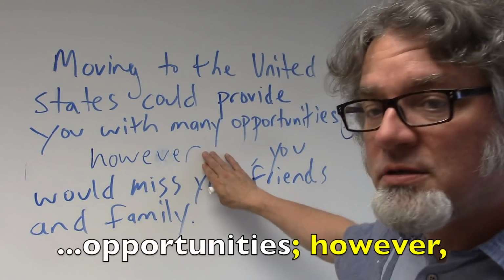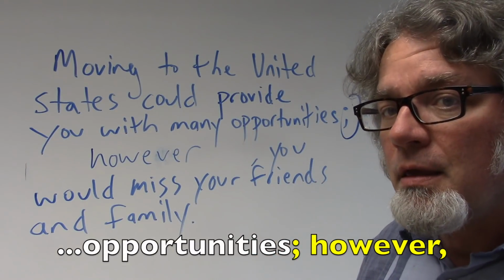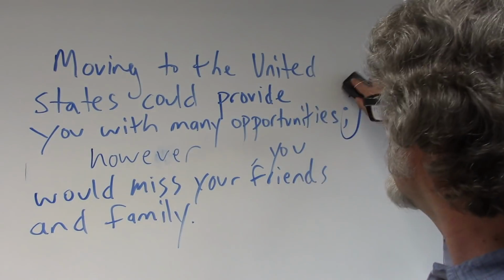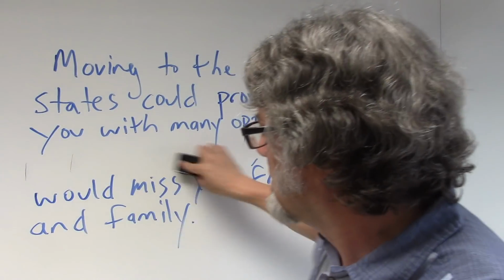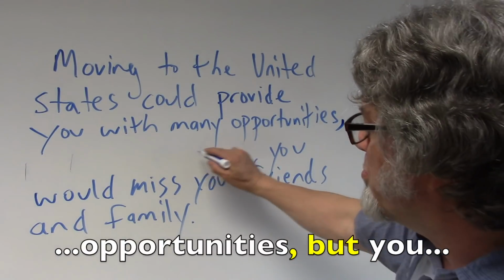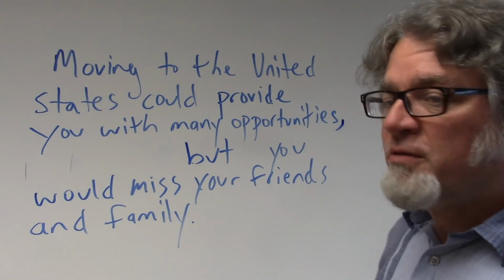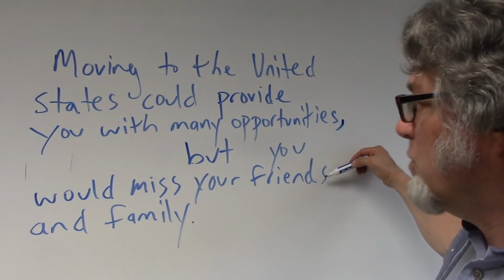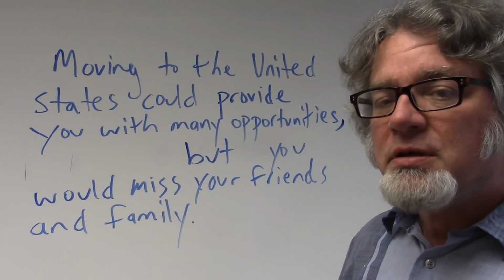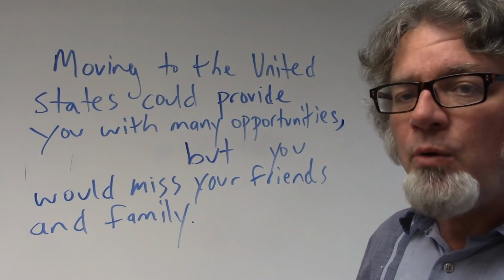This is the conjunctive adverb, and there'd be a comma here with a semicolon here. Or if I take this off and put a comma here, then you could use the conjunction but. Moving to the United States could provide you with many opportunities, but you would miss your friends and family. So, on the other hand, is simply an alternative to but or however.